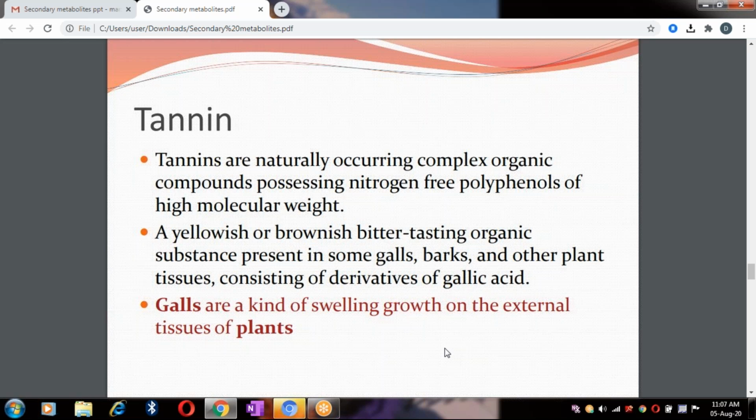Next, the most important one which we have not discussed is the specific test for tannin, that is the goldbeater's skin test. This is many times asked as a 2-mark question. Goldbeater's skin is nothing but a prototype of untanned fresh skin of animal.